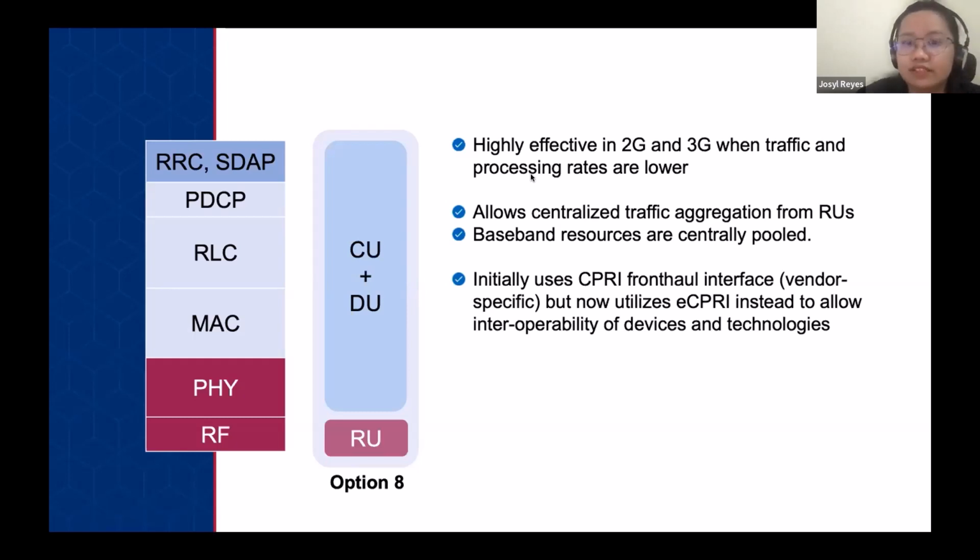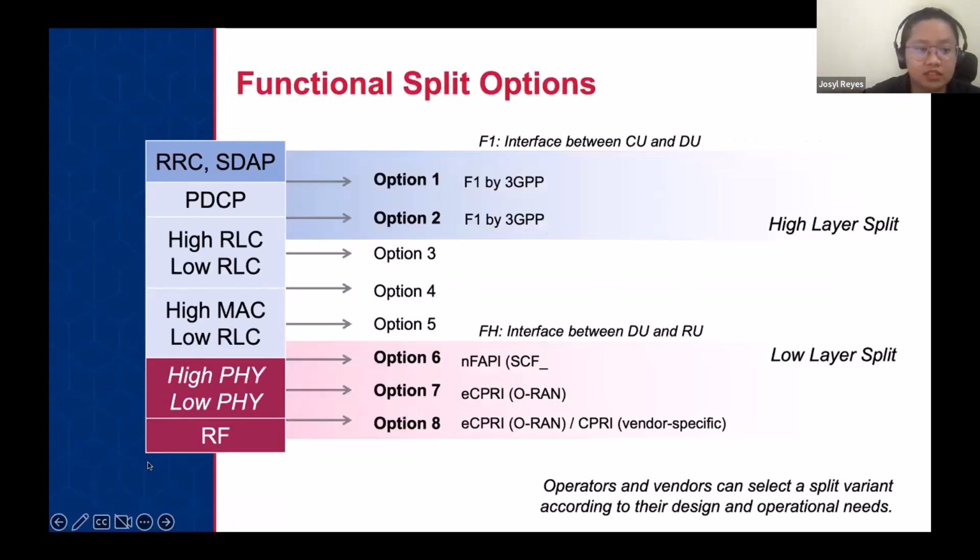Okay, so this option 8 was majorly used before for pre-5G implementation, but since CPRI became open, it becomes more and more used. Okay, so in summary, these functional splits can be summarized as shown in this slide.